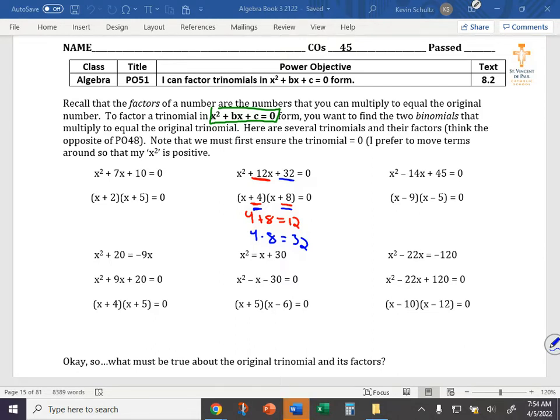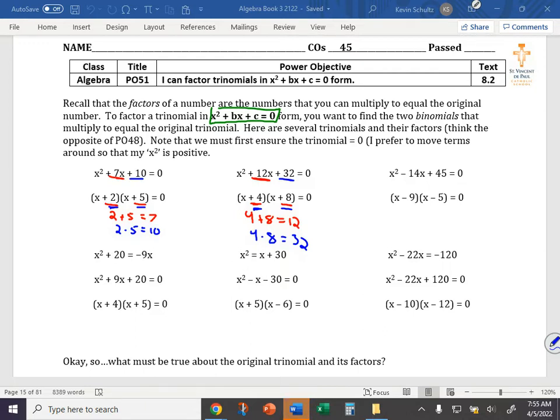Does that hold for the rest of them? Let's look at this one here. 2 plus 5 gives us 7. Where's the 7 in our original trinomial? 7x. Okay. And then 2 times 5, which is 10. Where's the 10 in our original trinomial? Right here. Look at that.